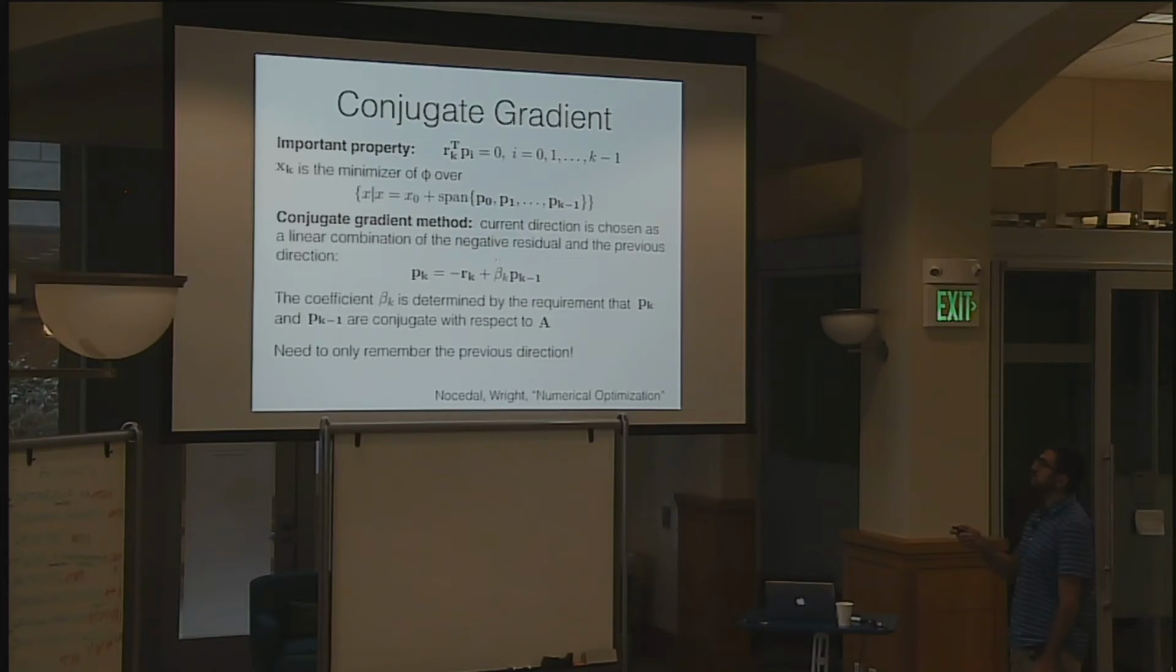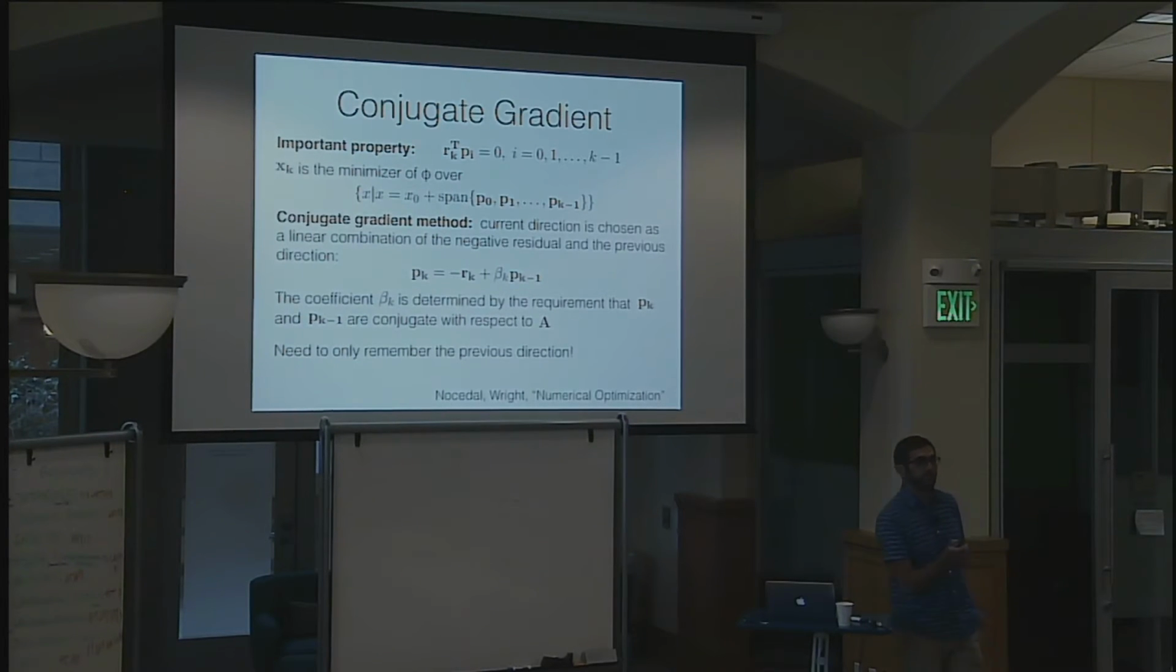Okay? And this is really, really useful because you can make a new conjugate direction given the residual at that given point and the previous conjugate direction by just making a linear combination of those with an appropriate coefficient beta. And you can find this beta by imposing the condition that pk and pk minus 1 have to be conjugate with respect to A. You can write down a linear algebra formula for that, and you'll find your beta.